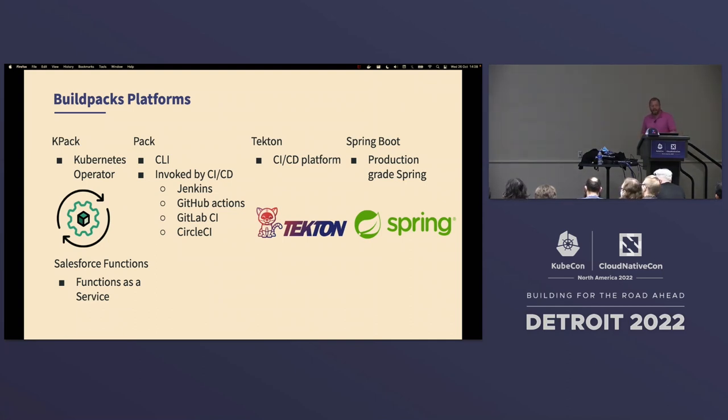Other platforms include pack. It's a command line tool provided by us at buildpacks.io on the CNB project. And the pack tool is used with a lot of other projects. It's used quite often in GitHub Actions. It's used in CircleCI. It's used in a lot of places where buildpacks are used to build an image. Tekton is an open source CI/CD platform maintained by the Continuous Delivery Foundation. Spring Boot, interestingly, is also a buildpacks platform. They use the buildpack steps underneath to output an OCI image for your Spring application.